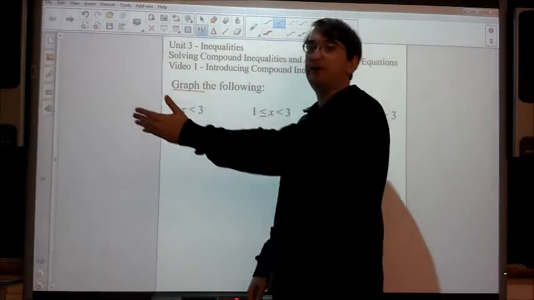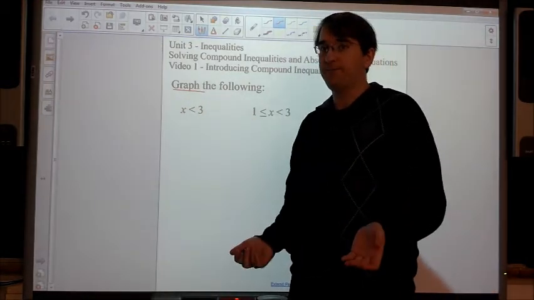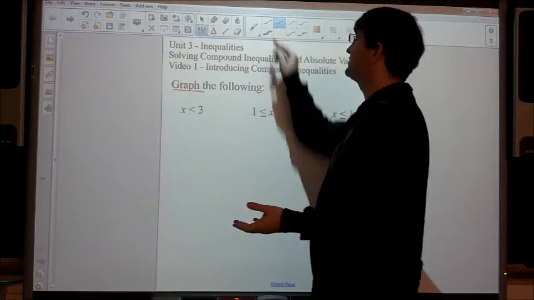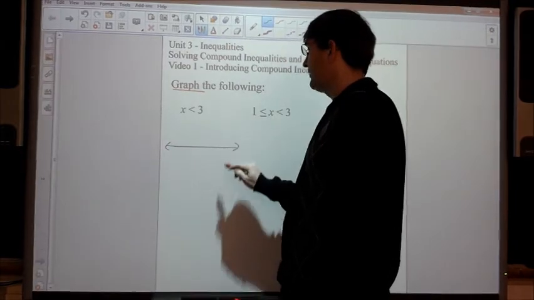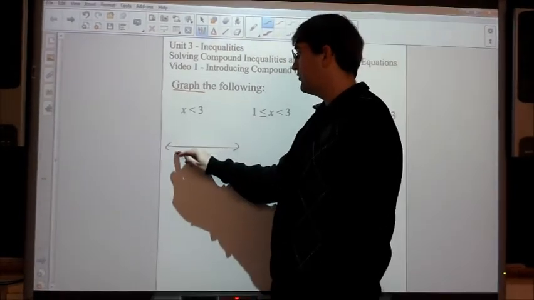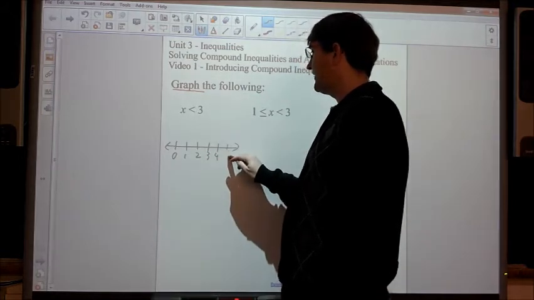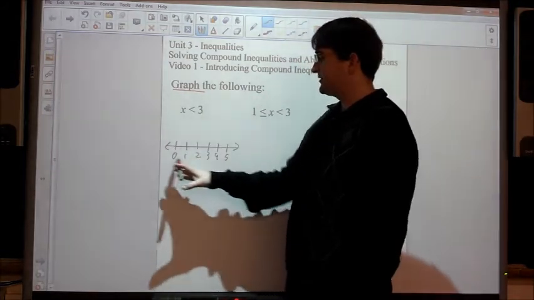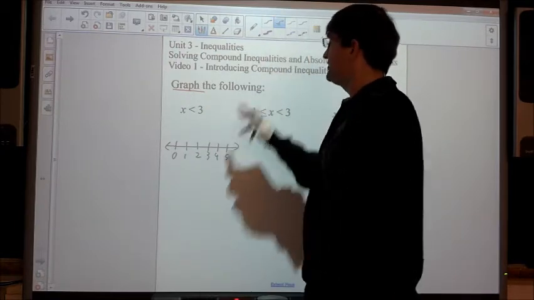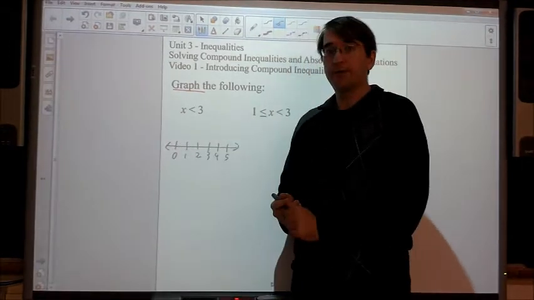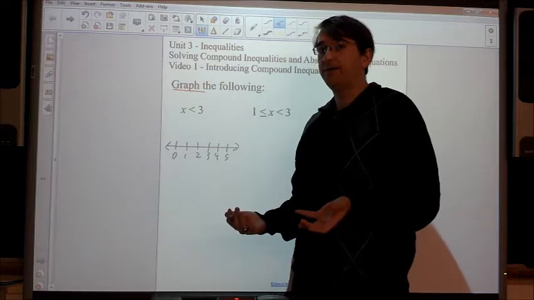In fact, there's an infinite number of numbers that are less than 3, and so we can't possibly list them, so we just show what they look like in a picture. And you already most likely know how to do this. We make a little number line, and we label it, so 0, 1, 2, 3, 4, 5. Just make sure that there's some numbers to the left and some numbers to the right of whatever your boundary number is. Now we do need to show that x is less than 3. 3 is the boundary mark. I don't want 4, I don't want 5. They're not less than 3.